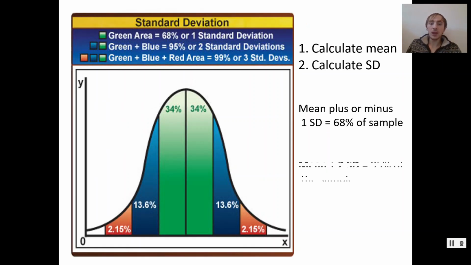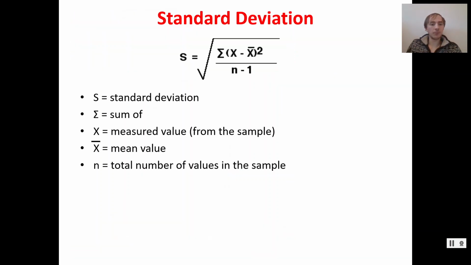Fine. Incidentally, you're not expected to know 68 and 95%. You just need to know the more standard deviation, the more spread your data is, just so you can get an idea of the maths there. Unless you do maths, in which case you probably do need to know that.